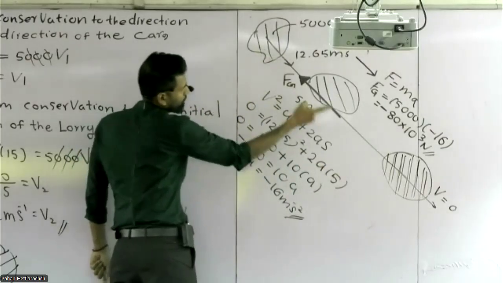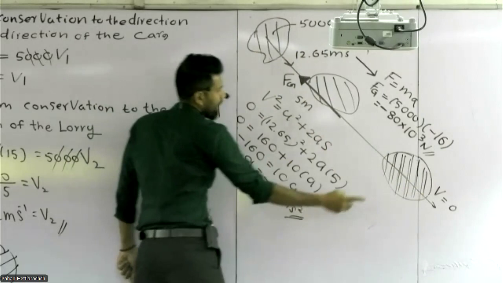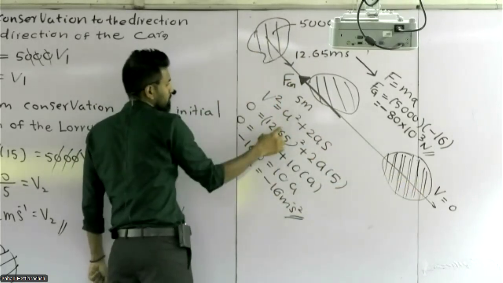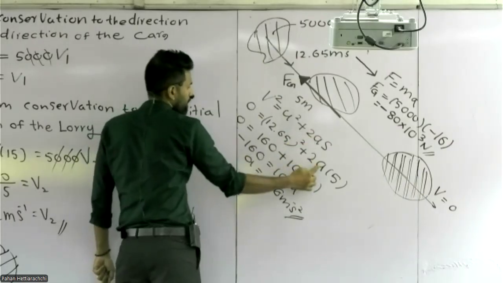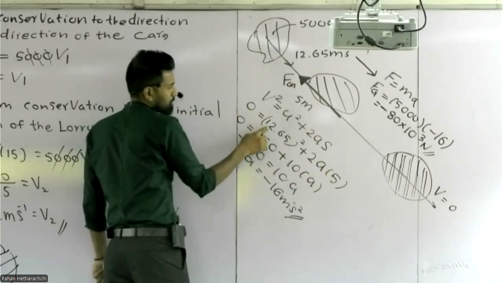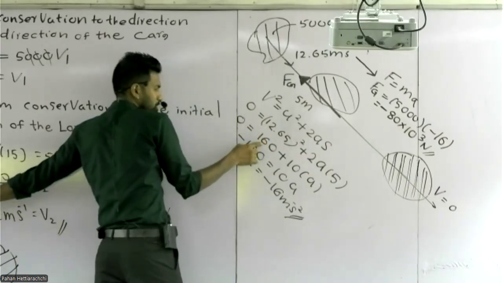Applying v squared is equal to u squared plus 2as. At the end, the velocity is 0. Here it's 12.65 squared, 2as. Okay, 0 is equal to 12.65 squared, which means 160 according to the situation.